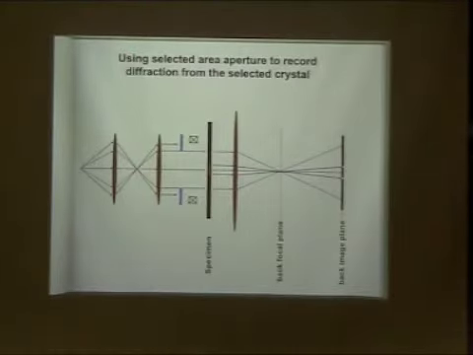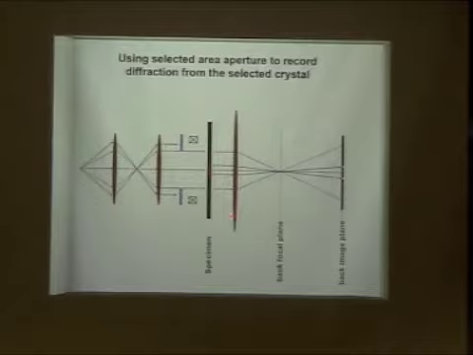In this way, the diffraction pattern you actually record is only from this small crystal when you're using a selected area aperture, even though the beam is hitting a much larger area. So this is very different from X-ray crystallography. In X-ray, you mount a single crystal at this position, hit it with the beam, and record everything here.